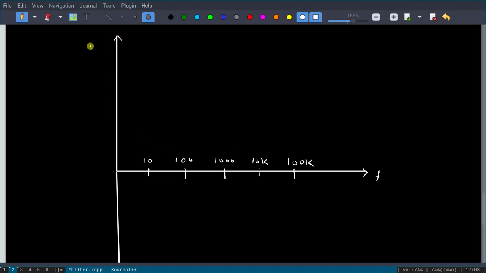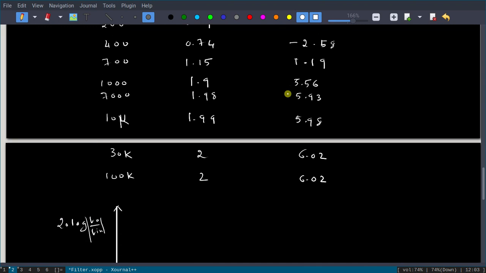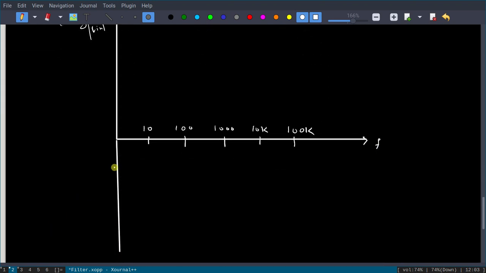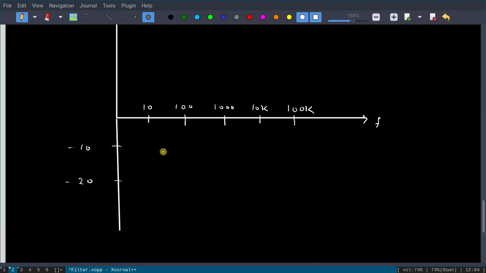And here we will plot 20 log V naught by V in. Okay, so we will start with this. At 100 it is minus 14.02. So if this is minus 10 and this is minus 20, the value at 100 will be minus 14.02, so let it be this.